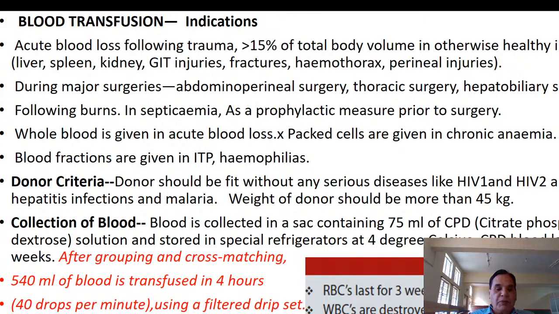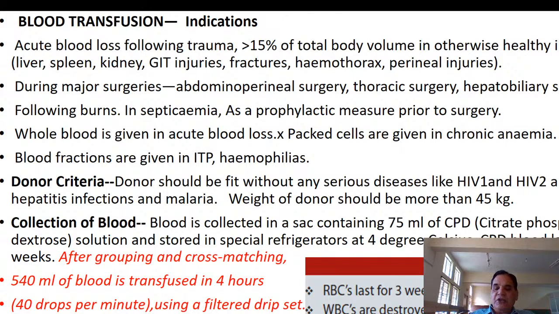And the principles of transfusion: after grouping and cross matching every time, 550 ml of blood is transfused in 4 hours. How do you do that? Ideally it is 40 drops per minute whenever the blood transfusion is planned. In an emergency, things are different. The drip set is a filtered drip set, and 1 liter of blood contains 350 milligrams of iron.